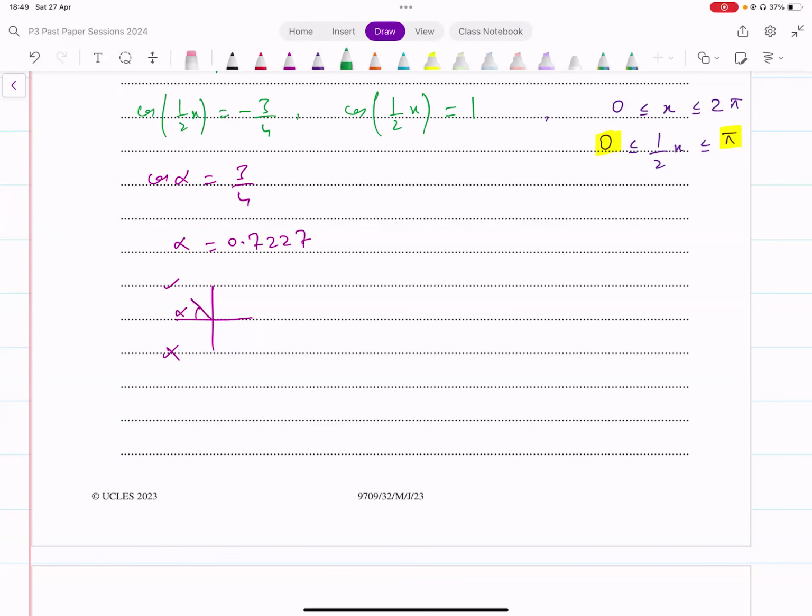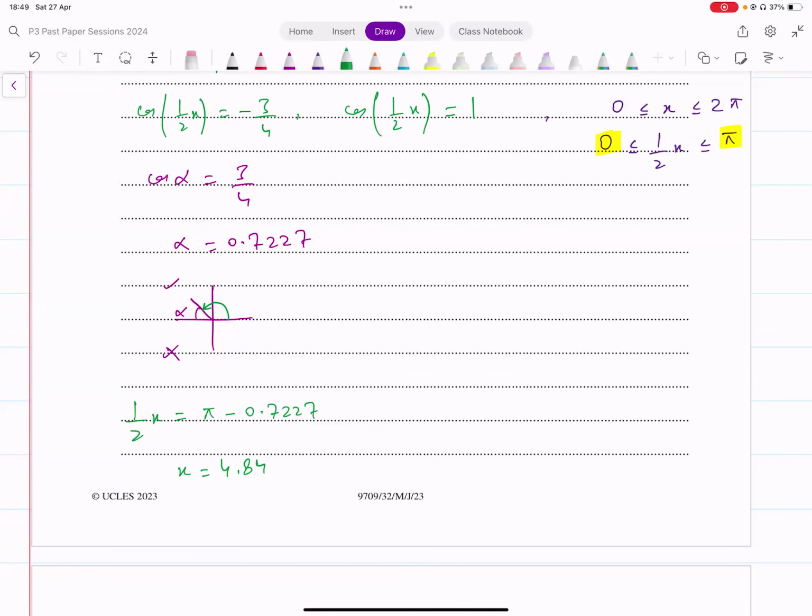So what does that mean? What's half x equal to then? The angle that we get is this one. What's this angle? Pi minus 0.7227, and we get a value of x from this. Pi minus 0.7227 multiplied by 2, and that will be your first value for x, which is 4.8377. If you round it off, that becomes 4.84. That's one possible value of x that I'm getting from this.